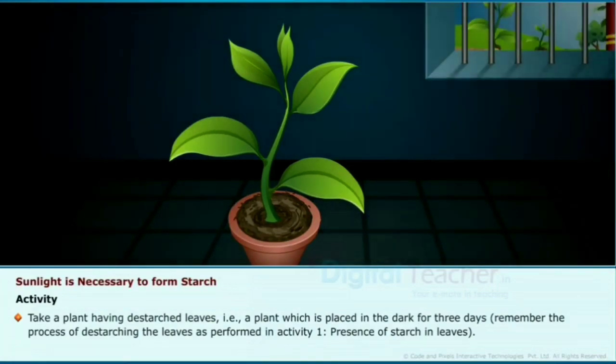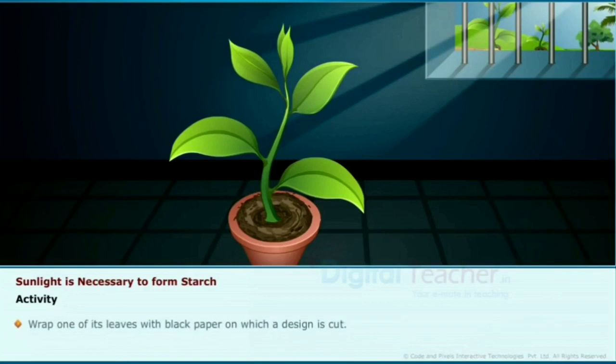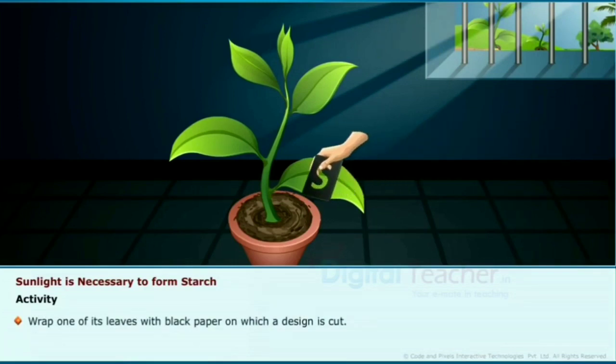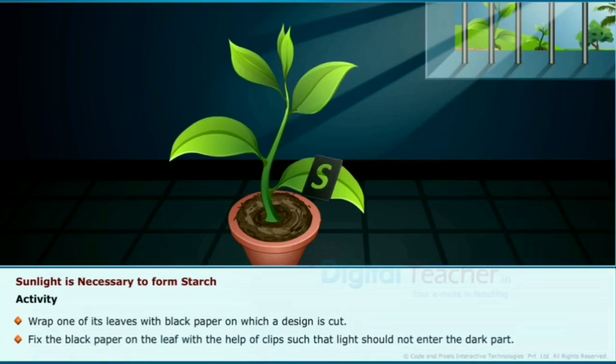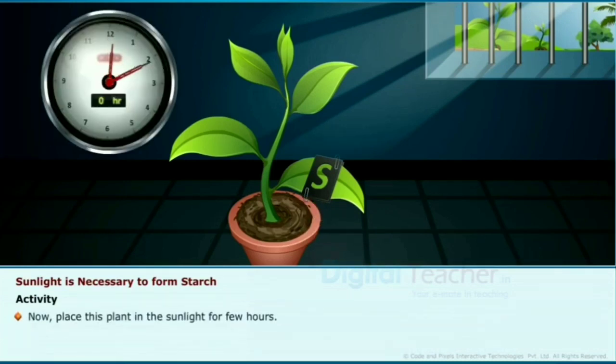Remember the process of destarching the leaves as performed in activity 1, presence of starch in leaves. Wrap one of its leaves with black paper on which a design is cut. Fix the black paper on the leaf with the help of clips such that light should not enter the dark part. Now, place this plant in the sunlight for a few hours.